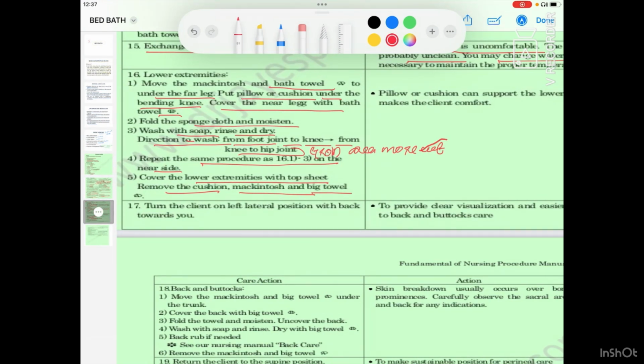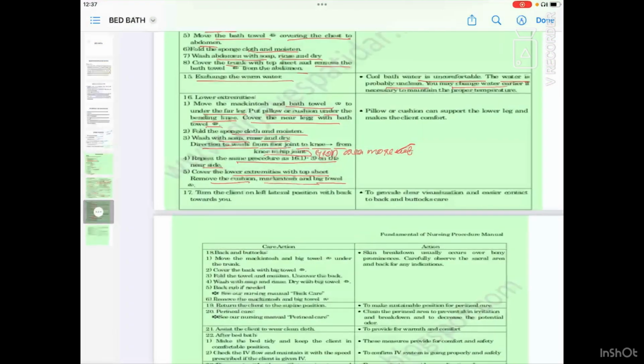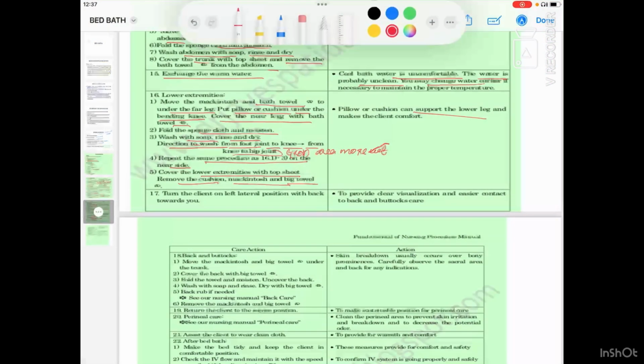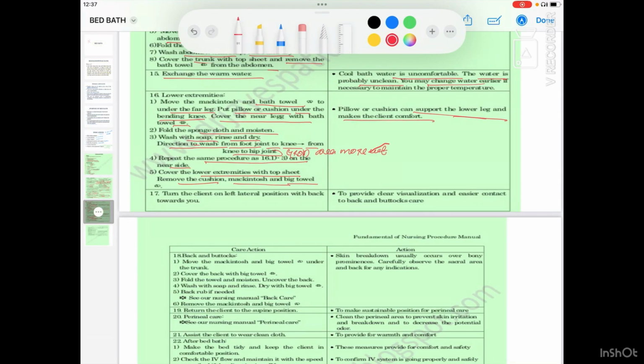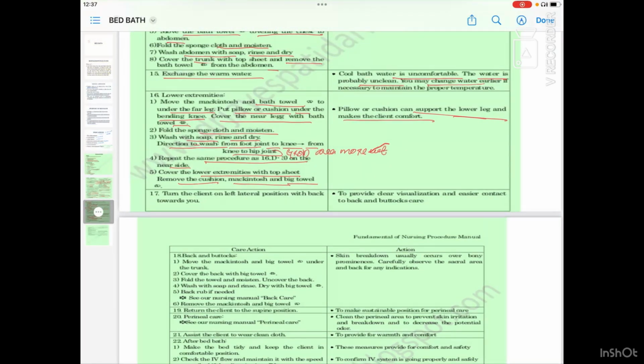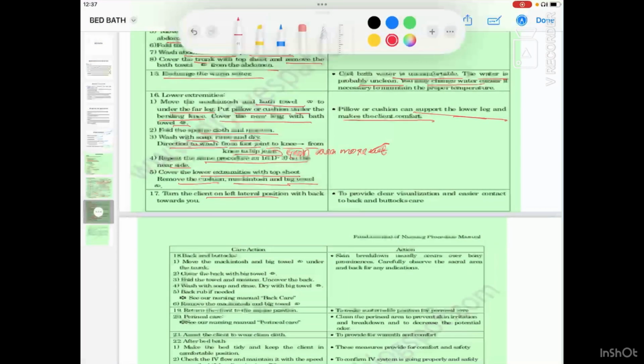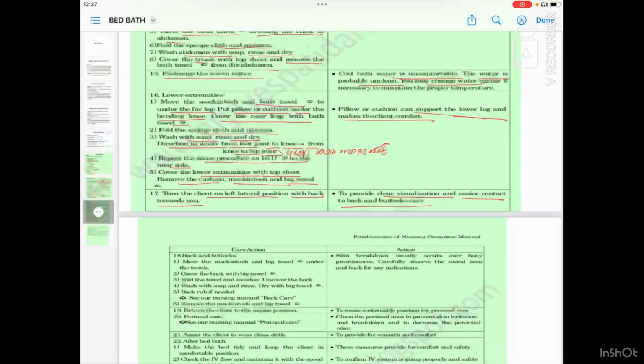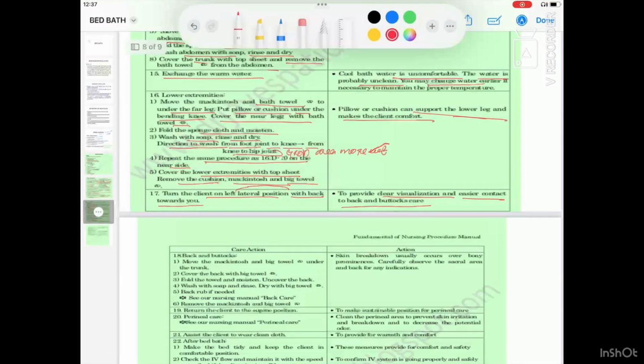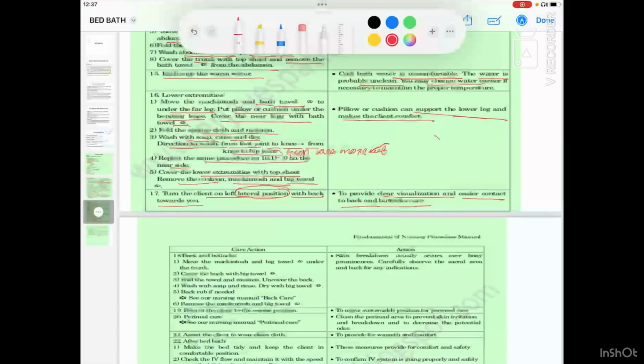Then why are we giving this pillow? For support of the lower extremity and to make the client comfortable. Turn the client to the left lateral position with the back towards you to provide clear visualization and easier access to the back and buttocks. So we will give the lateral position. First the patient will be in the supine position, so we are giving the bath in a supine position.